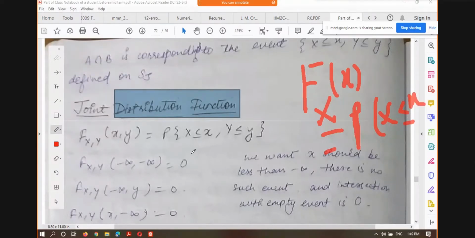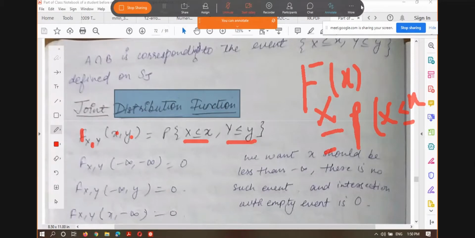But when we are talking about more than one random variable, like joint distribution, we are interested in this kind of event. So the probability that X is less than or equal to x, comma, Y less than or equal to y, is called the joint distribution function for the random variables X and Y, and the notation is capital F_XY(x, y). Here this small x is for this capital X, and this small y is for this capital Y.